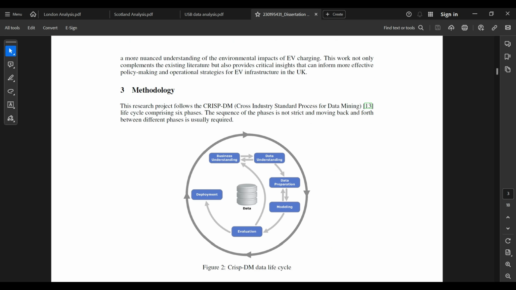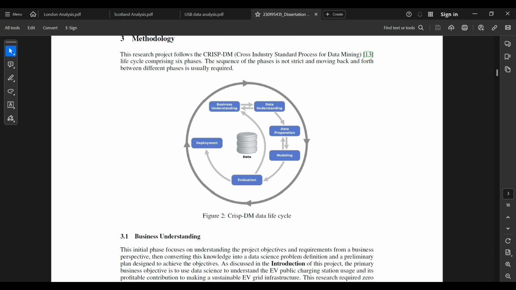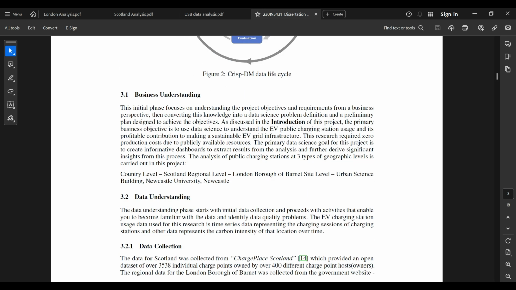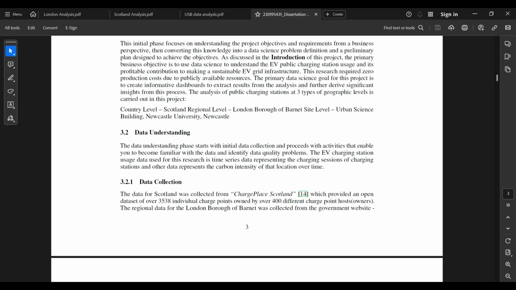In this project, I have followed the CRISP-DM methodology. This is a data science life cycle which performs six steps to carry out the data analysis. In the first step, I have understood the problem from a business perspective and how data science can help solve this problem. And in the second step, I have understood the data in depth.